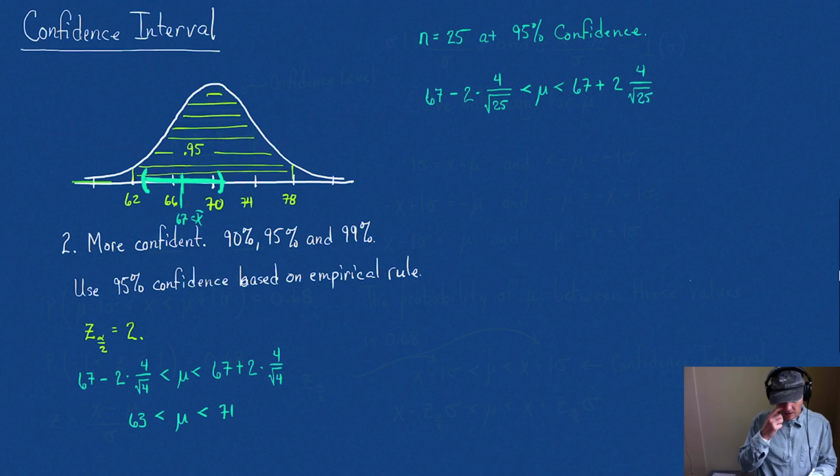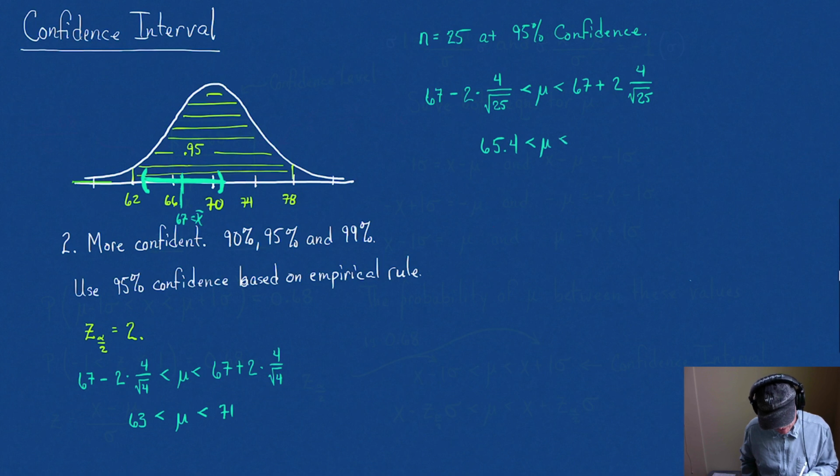Well, let's see. That's going to be 4/5, it's going to be 8/5, I think that's like 1.6. So if I subtract from 67, subtract 1.6, that's 65.4, I think. I'll let you double check that, less than mu. And then we add 1.6, so that would be 68.6. Now, look at this. Notice that we missed the mean.